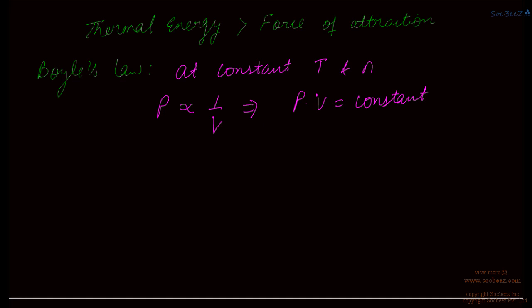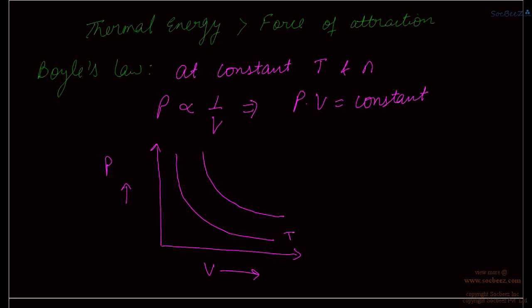If we plot pressure versus volume at two different temperatures, then we will get a plot like this. This is T1, this is T2. So T2 is greater than T1. This temperature is greater than that temperature.